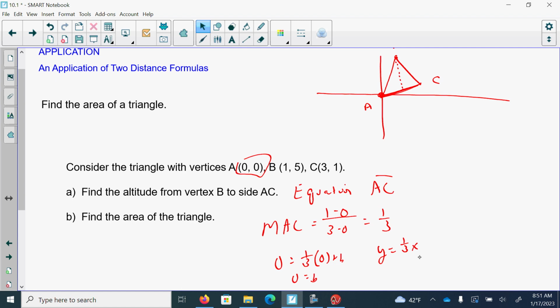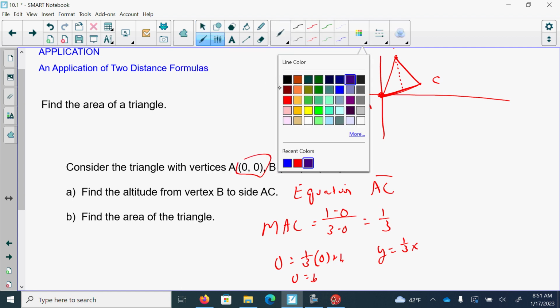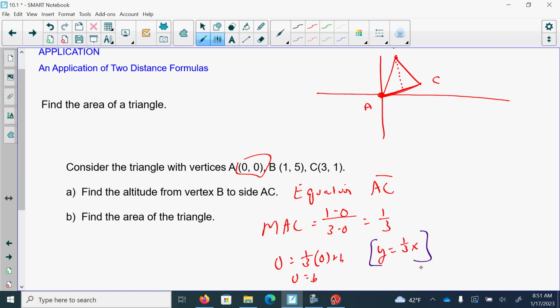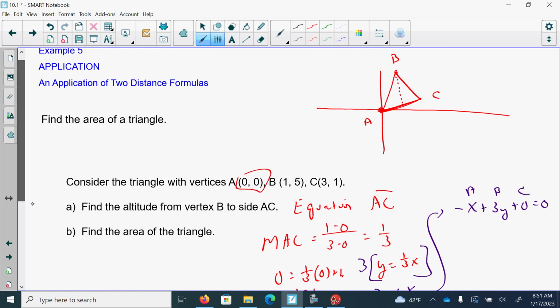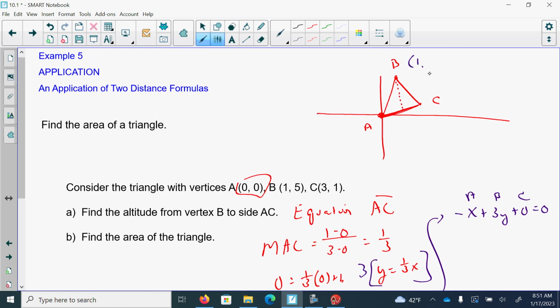I can leave it like that, or I can say, hey, I don't want to work with fractions, and I can multiply everything by 3. And if I do that, I'm going to get 3y is equal to x. Rewrite it, setting it equal to 0. I'm going to have negative x plus 3y, technically plus 0, is equal to 0. So here's my a, my b, my c. If I left it as 1/3 for my a and negative 1/3 and 1, I'm still going to get the same answer. Now, this point B, that ordered pair, is 1, 5.